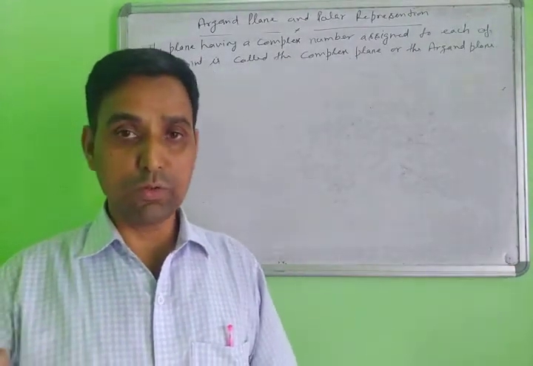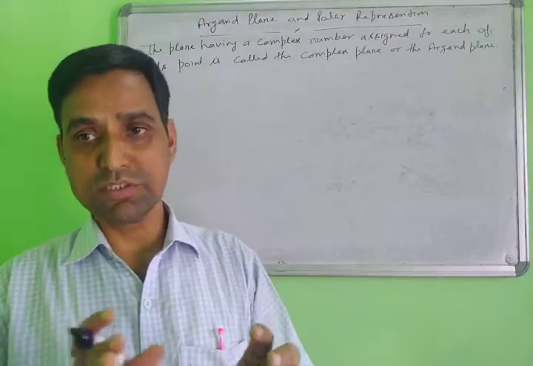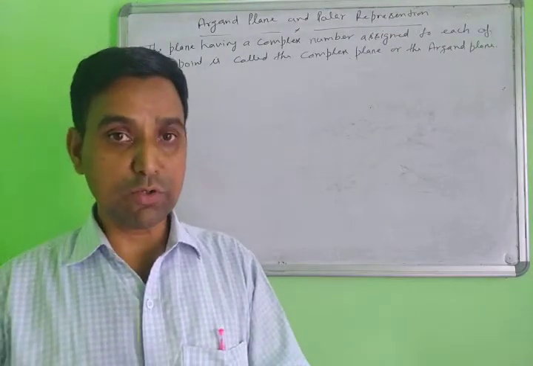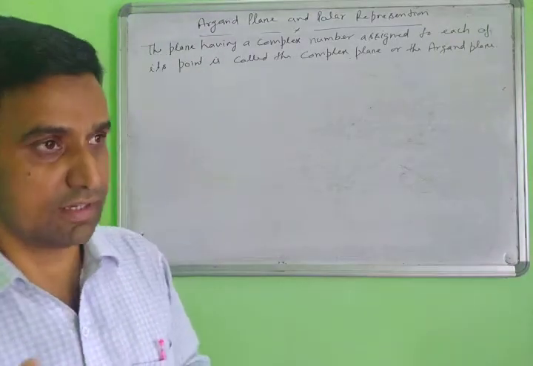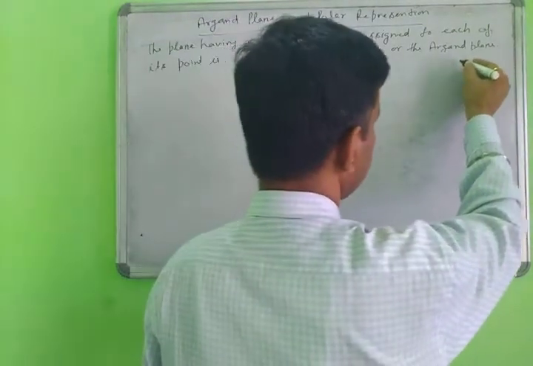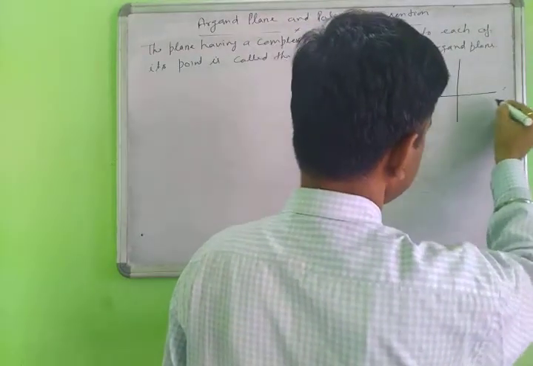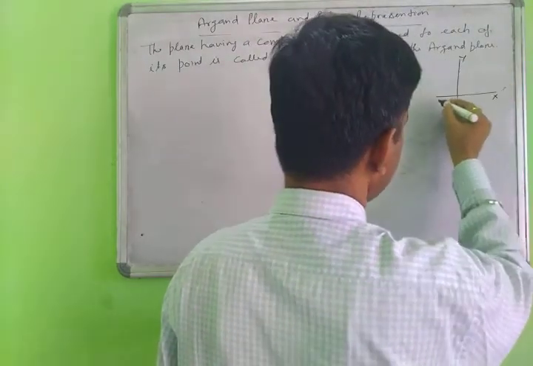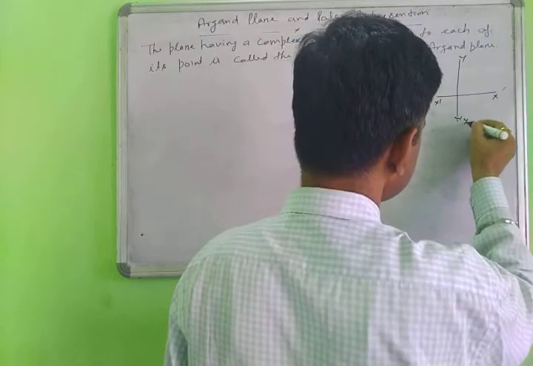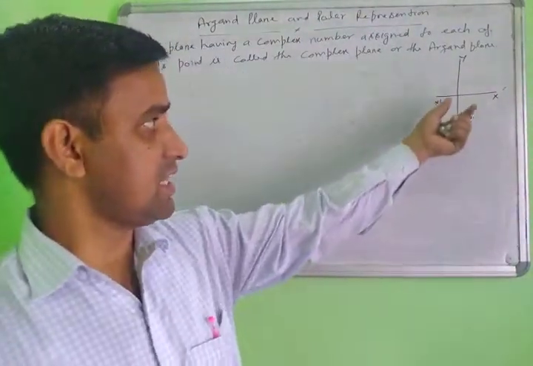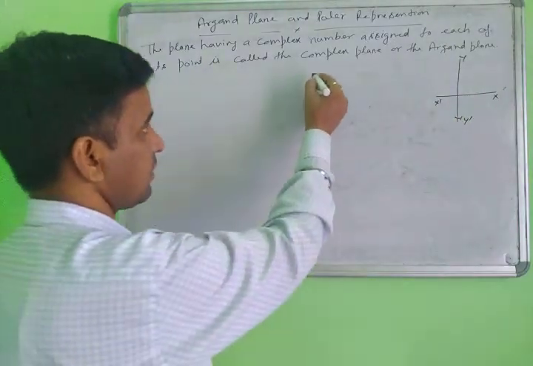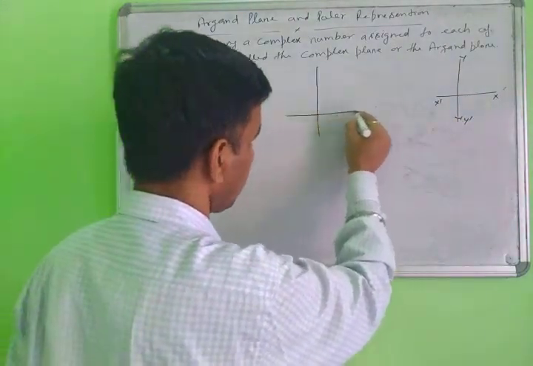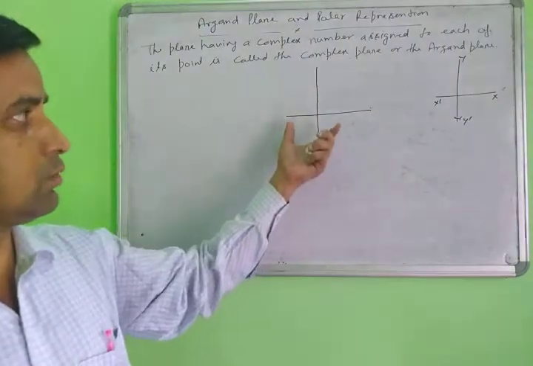When you look at the Cartesian plane and the Argand plane, both look similar, but when you represent points, the techniques are different. Now look here. This is your Cartesian plane. This is the x-axis, this is the y-axis, this is x dash, this is y dash. This is the abscissa, this is the ordinate. It looks the same here too.